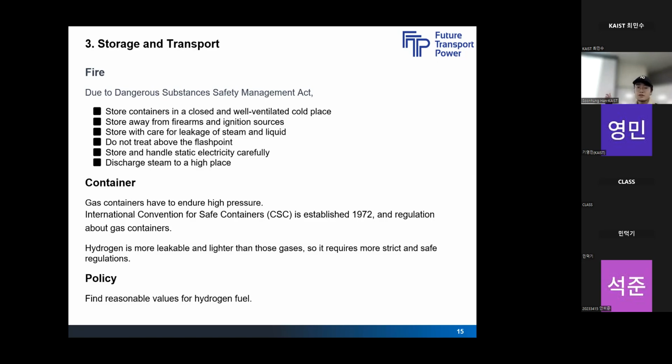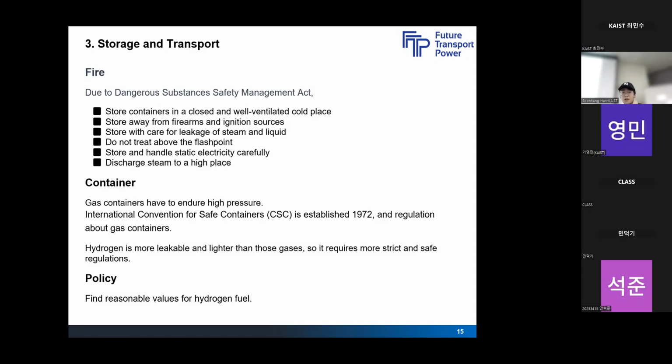The other rule says do not handle it above the flashpoint, and also handle static electricity carefully, because all of those could cause a fire, which would explode the entire hydrogen. Imagine that this small amount of liquefied hydrogen faced with fire explodes the entire place. So we need to be careful about storage.